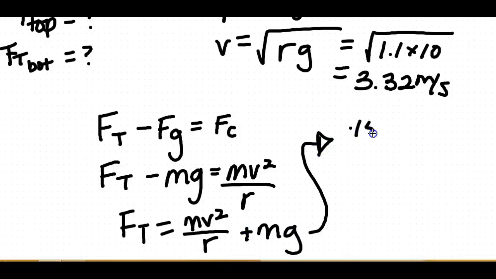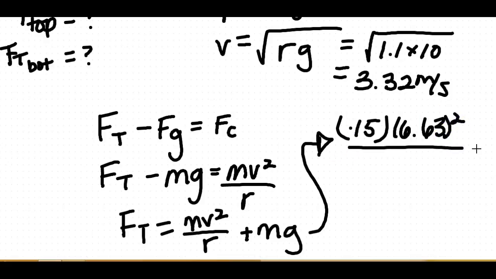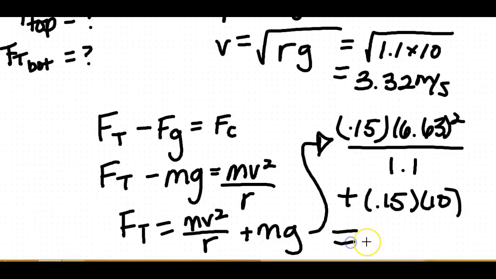So that's going to be 0.15 multiplied by the speed, which we said was going to be double this one. Normally for a problem you're not going to have to do anything that extensive; you'll be given that. And then the radius is 1.1, plus 0.15 multiplied by 10. So we get a force of tension, divided by 1.1, of 7.49 newtons. So at the bottom, it's going to be 7.49 newtons.